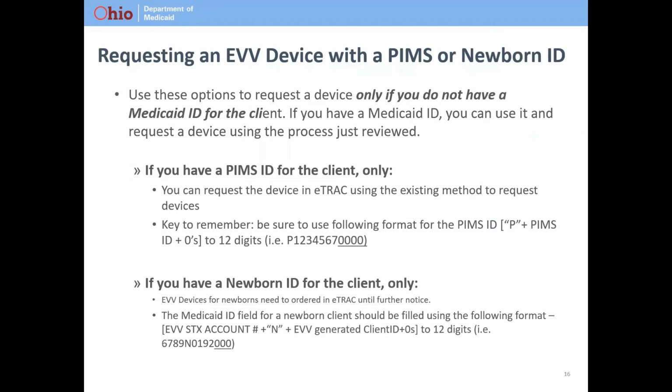Now, there is a slight caveat to requesting that device, and this comes into play for the new payers that are available in Phase 2. If you have a PIMS ID, and this would come into play for ODA providers who are providing passport services. So if you only have a PIMS ID for a client and you do not have a Medicaid ID for that client, there is a special way to order the device. Similarly, if you have a newborn that you would like to request the device for, there is a special way to request their device as well.